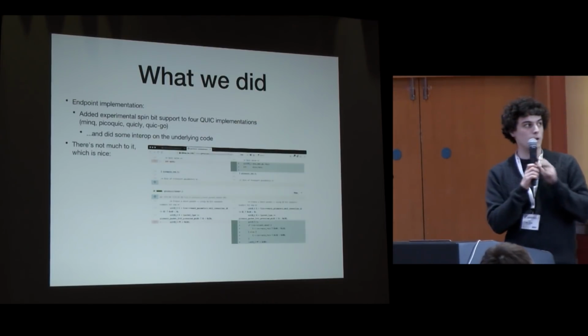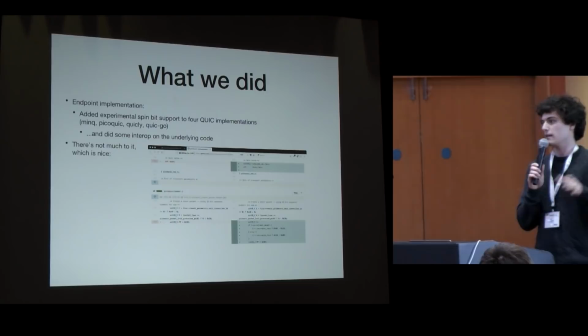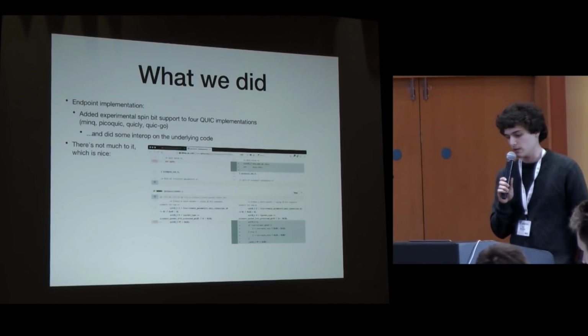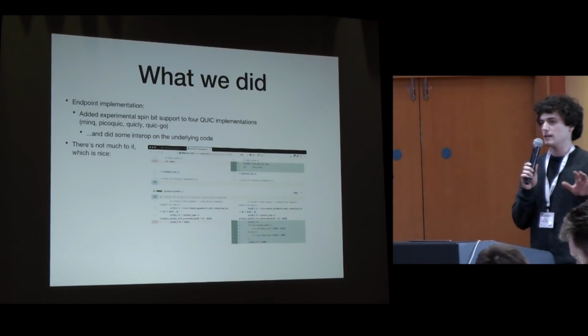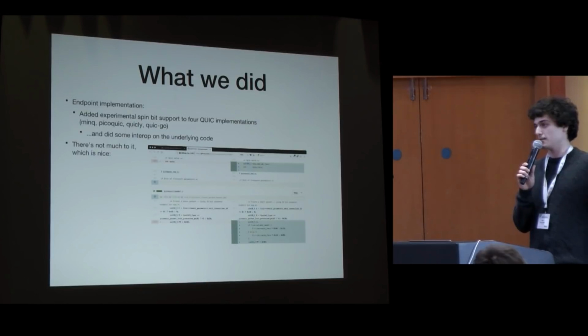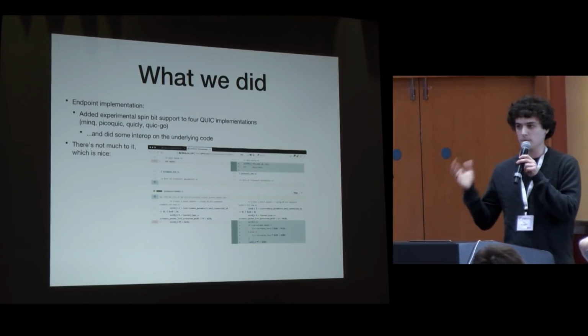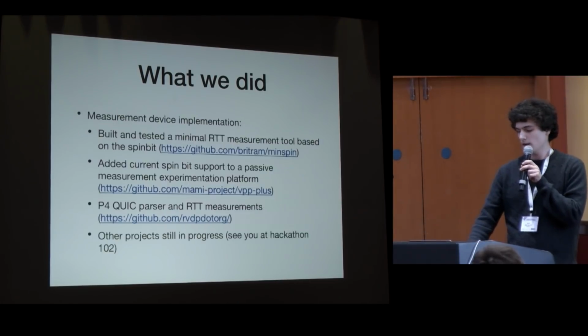So what we've done is we've implemented this into a couple of QUIC endpoints. So that's Mink, PicoQuic, Quicly, and QuicGo. And what was really nice is that we saw for each of these ones, basically what you have to do is you have to spend some time familiarizing yourself with the code base, and then you need like 10 minutes and 10 lines of code to add the Spinbit. So it's really super simple to implement.